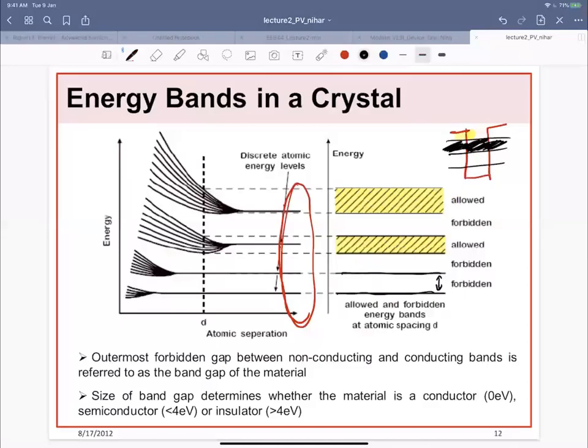Yes, sir. So forbidden means they are not energy states. This is the energy between two energy states. They are forbidden, meaning we cannot have energy there and electrons cannot be there, or there are no energy states in between.